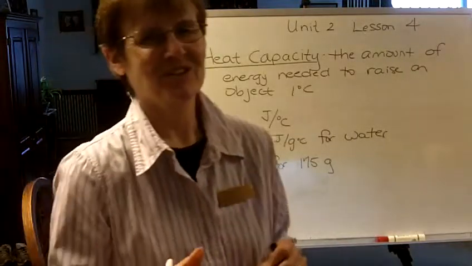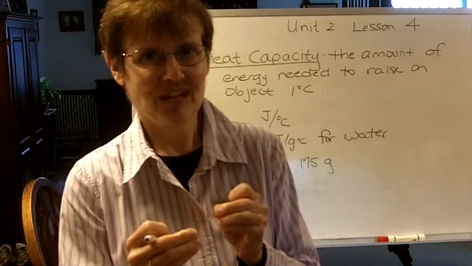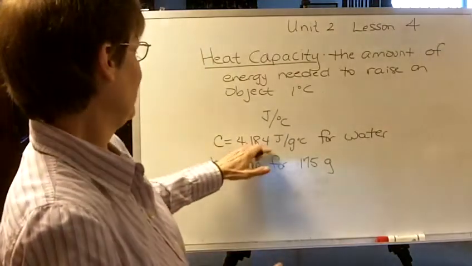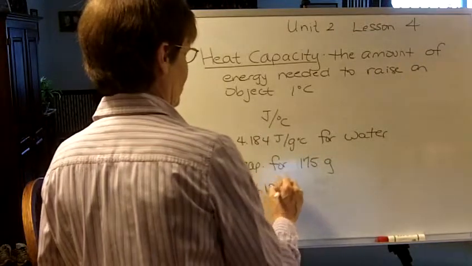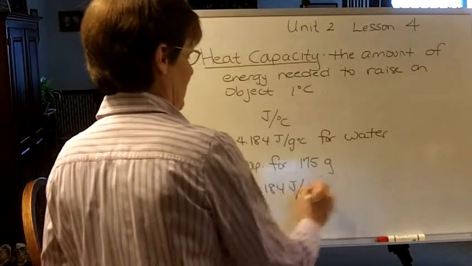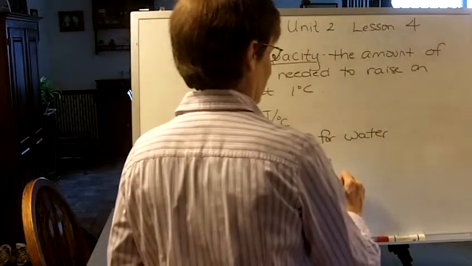A lot of times what you can do is look at the units and say, well, what do I have to do to get from one unit to another? So let's say that we're going to take the specific heat, 4.184 joules per gram degree C. I'm going to multiply that times 175 grams.